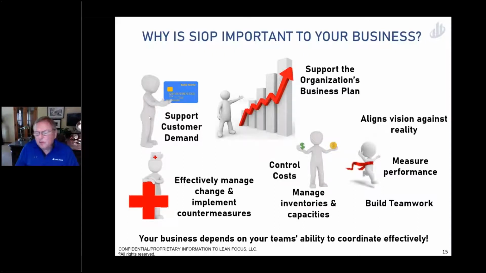This whole teamwork makes a big difference, having the management group as an effective team all working together as a plan. It makes a huge difference. And then also, when you do have change, what do you do for implementing the countermeasures so that you can be effective and have a plan ahead of time? Any process like this, a SIOP process, like the bottom line shows, is critical. It depends on your team's ability to coordinate effectively and work together.